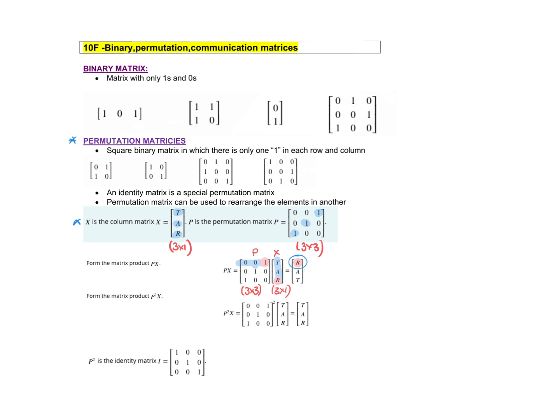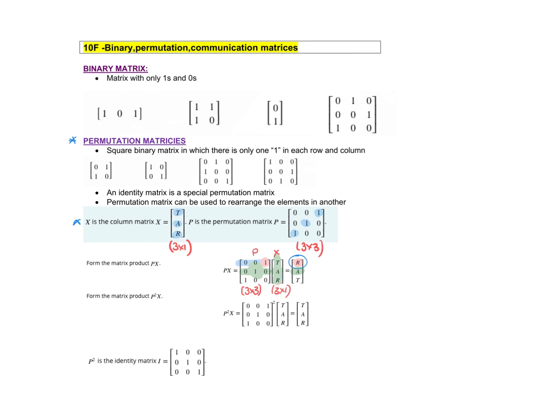So now you've got the R, instead of being at the bottom, it's now on the top. And if we were doing this middle answer, we'd be using the middle row. You can see the 1 is in that center, so that means the A is going to show. So by using that permutation, I've rearranged that matrix that had TAR to be RAT.